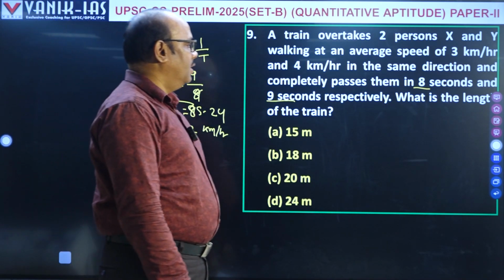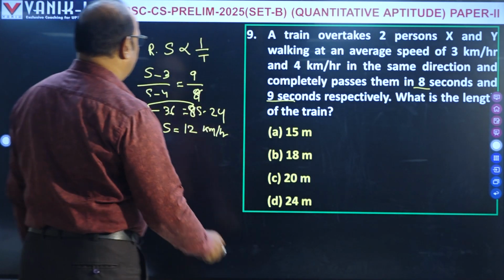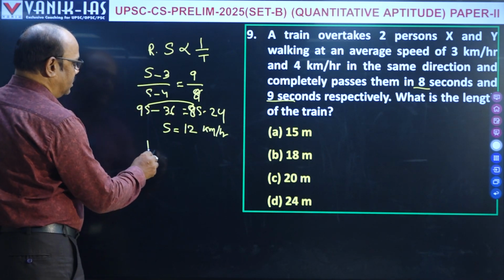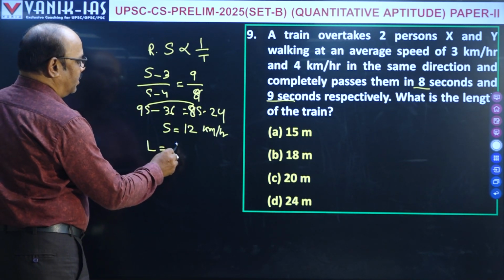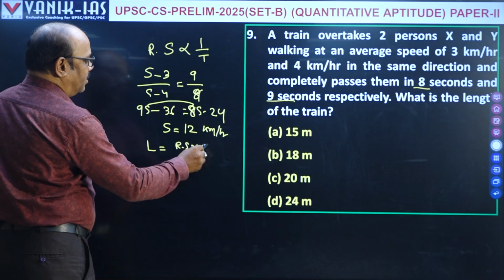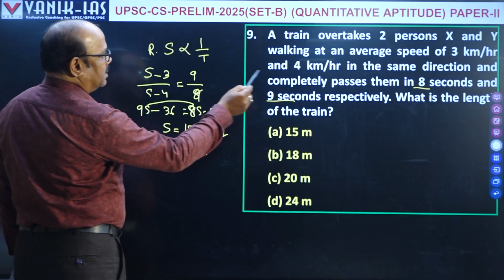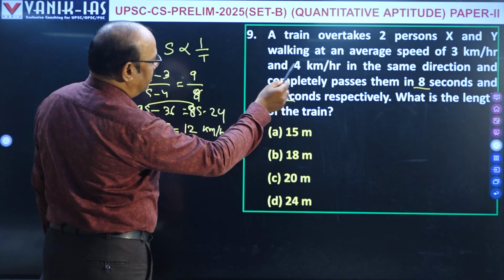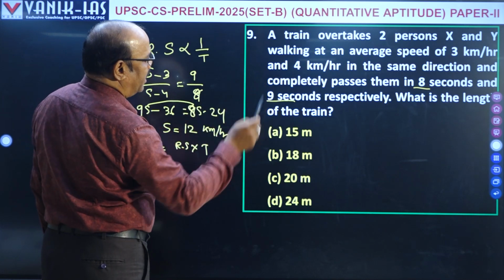This is the speed of the train. So the question is, what is the length of the train? So distance, length is speed into time. So relative speed into time. So first, take the first person's relative speed. So first person's speed is S minus 3.